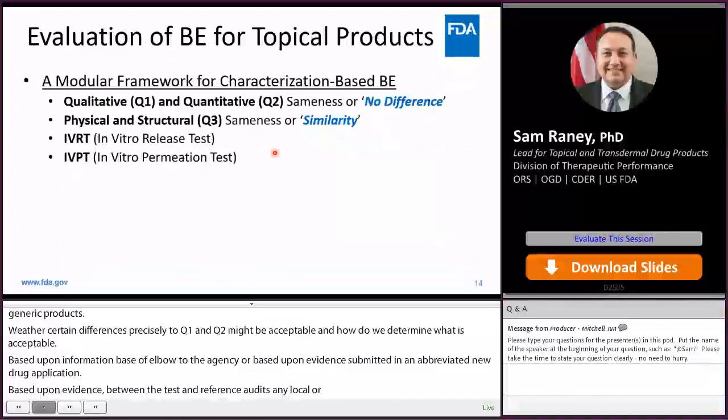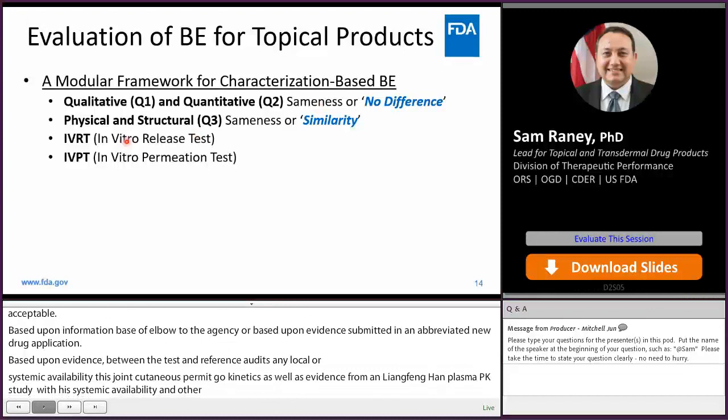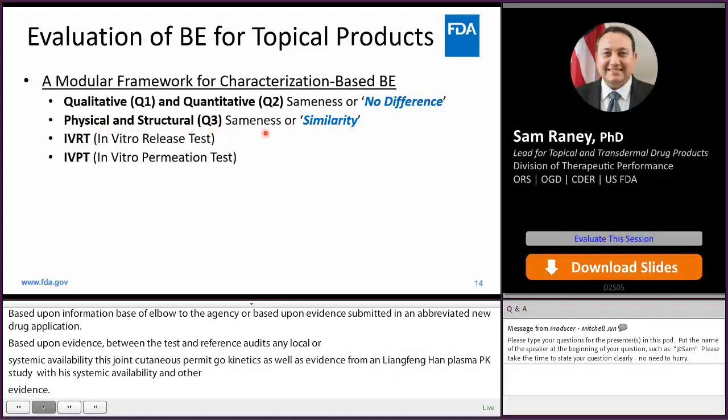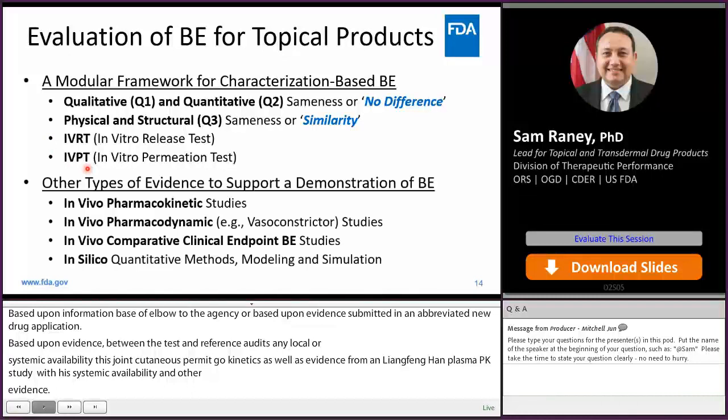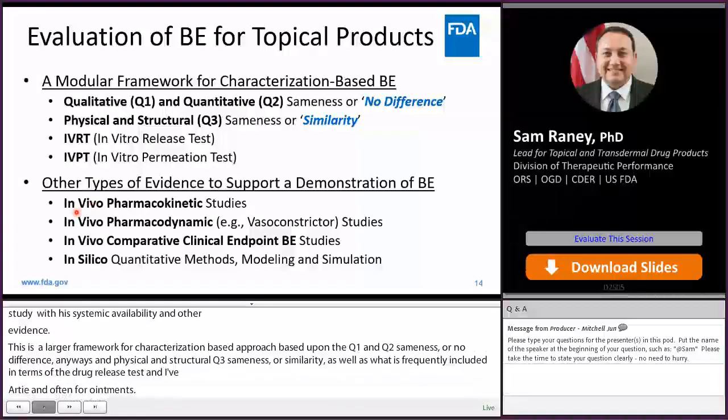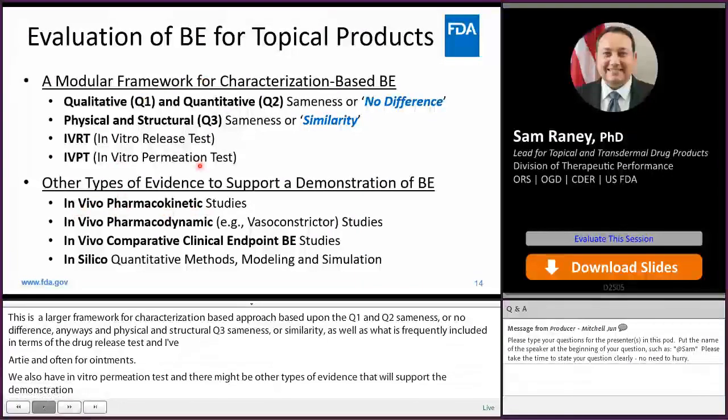And this gives us a modular framework for a characterization-based BE approach that's based upon Q1 and Q2 sameness, or no difference anyway, and physical and structural Q3 sameness, or really similarity, as well as what's frequently included in terms of a drug release rate test, an IVRT, and often for emulsions or for petrolatum-based ointments. We also include an in vitro permeation test, and there may be other types of evidence that also support a demonstration of BE, like if there's an in vivo systemic site or mechanism of action, then in vivo pharmacokinetic studies may be one of the additional modules that's included among this evidence.